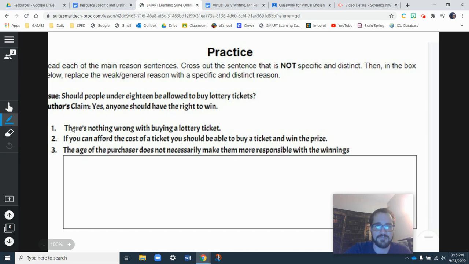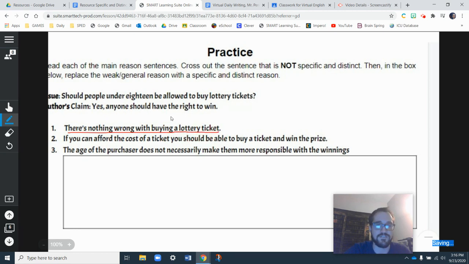Let's look at this. Number one, there's nothing wrong with buying a lottery ticket. Is that a good reason? What do we think? Wow, good job, everybody in the virtual classroom. You're right, this is not a good reason. I'll tell you right now, number one is bad. So I'm not going to cross it out, I'm just going to underline it, because if I cross it out, it's going to make it hard to read. This is not a good reason.